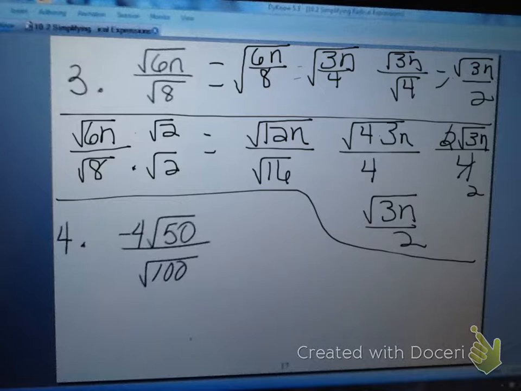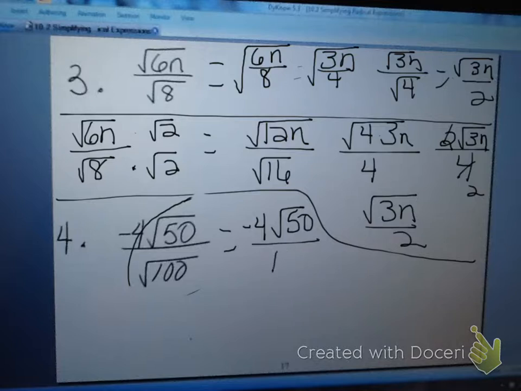Now number 4, I can do this several ways. I could put this radical all over 1 and reduce it to 1/2. Or look at the denominator. What is the square root of 100? That's 2. So I'm just going to rewrite -4 square root of 50 over 2. Square root of 100 is 10.